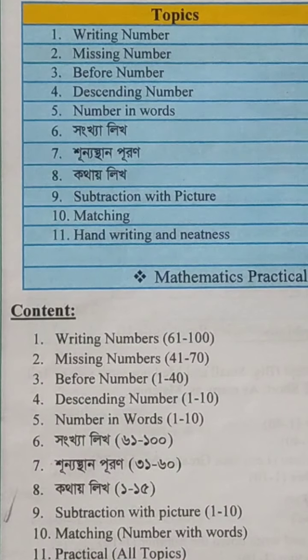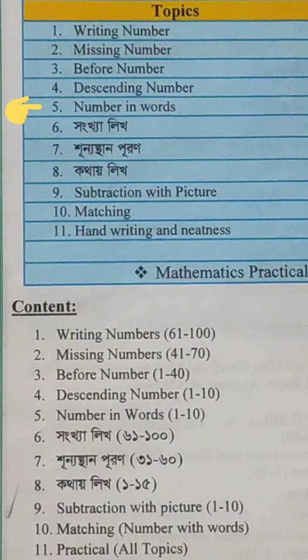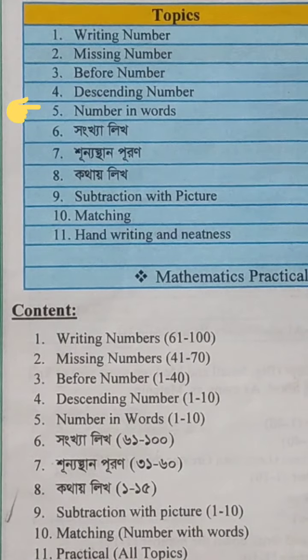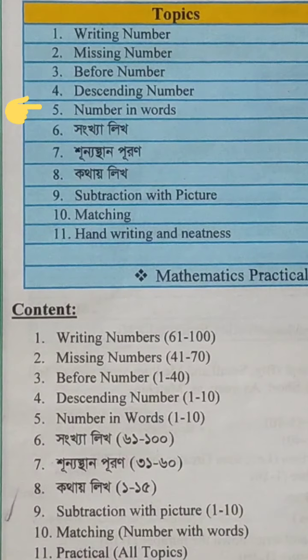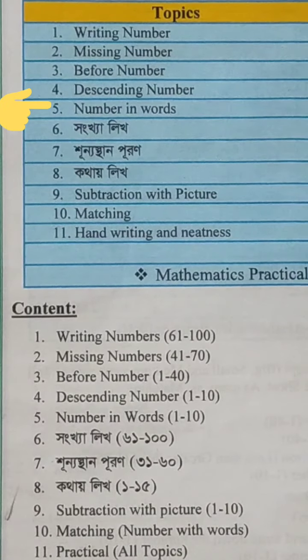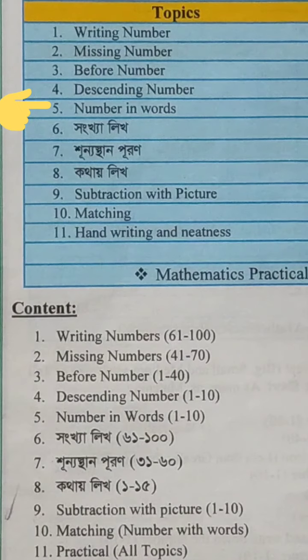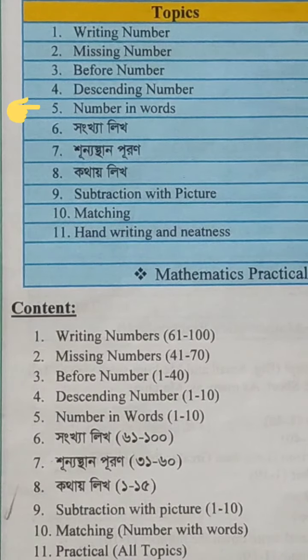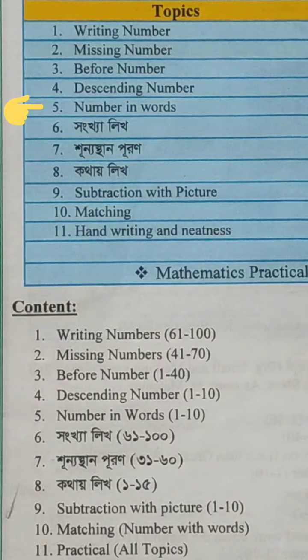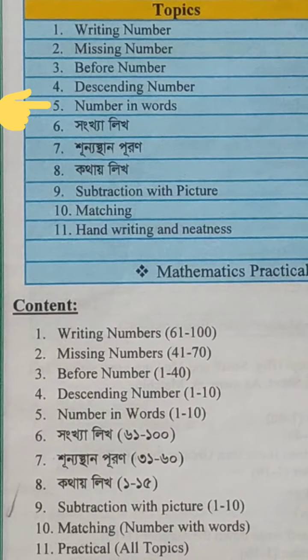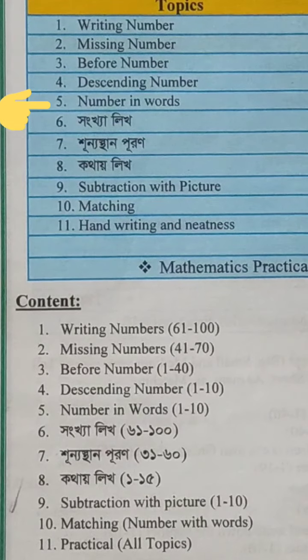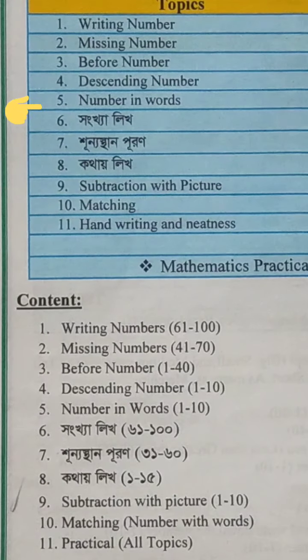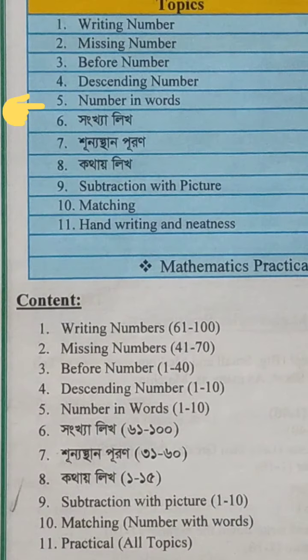So, next one is number 5, number in words from 1 to 10. We practiced this in class, right? So, there will be some numbers in a jumbled way, meaning 1 to 10 numbers will not be sequential. Okay? It will be given as jumbled numbers so that you can write the spellings of the numbers.